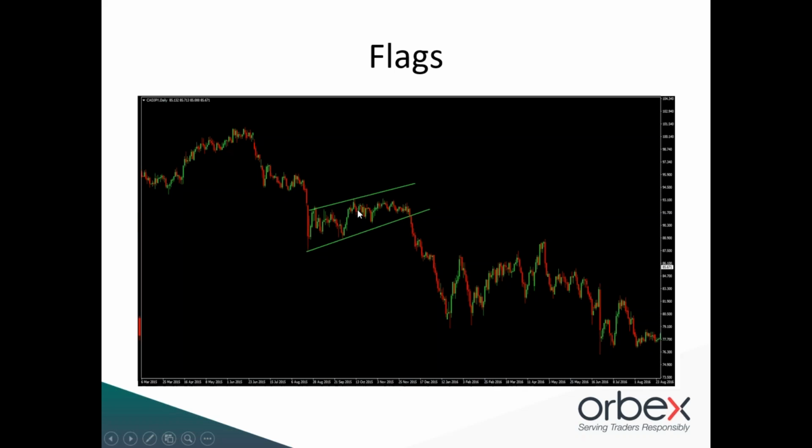And so once we've got this channel in place, we're simply waiting for a break of the channel. Okay, so we know momentum is moving to the downside. We've got this big initial bearish move. Price is correcting higher within this short-term channel. We wait for the channel to break at this point here, and that's where we get short, looking for price to continue that initial bearish move.